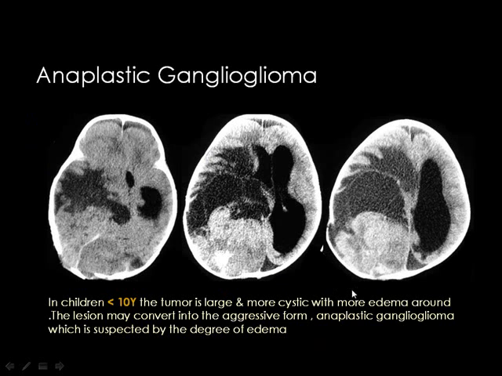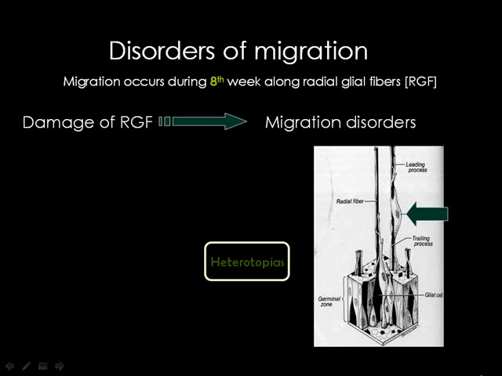Then you can reach this diagnosis if you see these criteria: a huge tumor in the pediatric age group, especially in the first year of life, or in children below the age of 10 years, with a large cystic component and an extensive form of edema around the tumor. You can suspect the diagnosis of anaplastic ganglioglioma, which is considered the malignant form of the more benign lesion ganglioglioma.